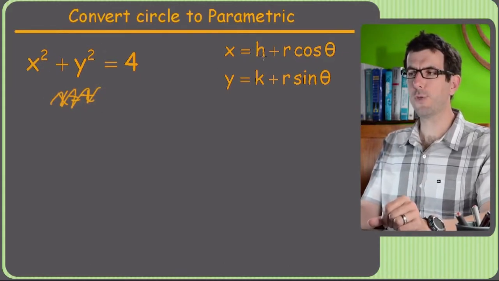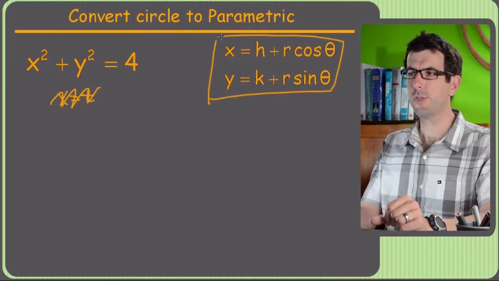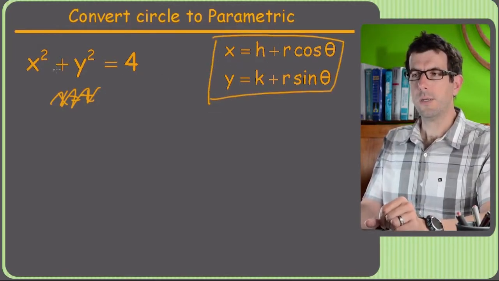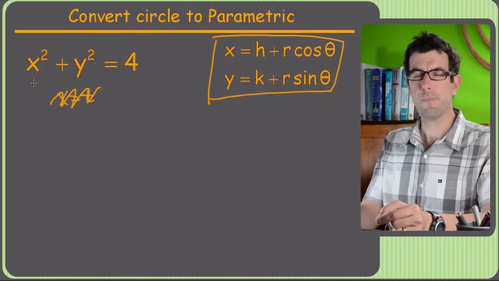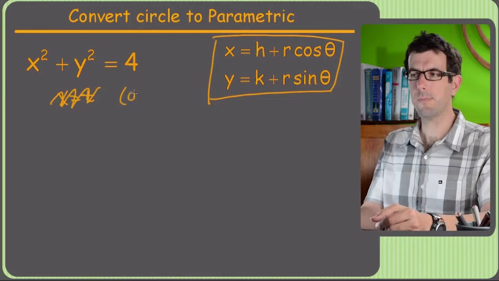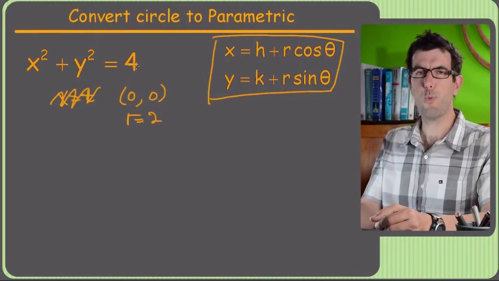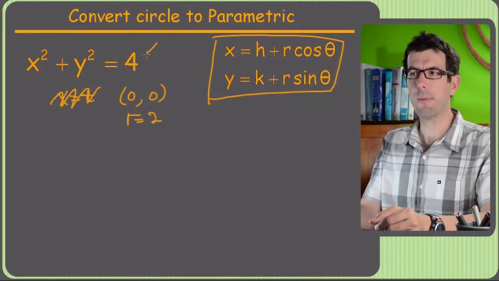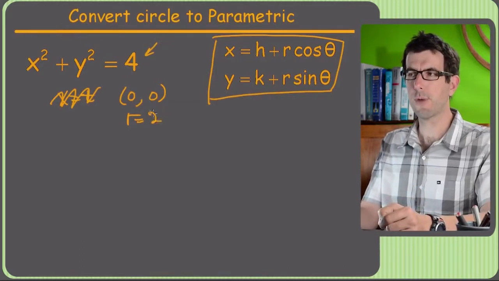But I would recommend just memorizing this. So this is just here as a reminder for the generic equation of a circle. Looking at this equation, because there's no parentheses, I know this is a circle centered at (0, 0). And I know its radius equals 2. One way to screw these up is to not remember that the number over here is r squared, so you've got to take the square root to get the radius.